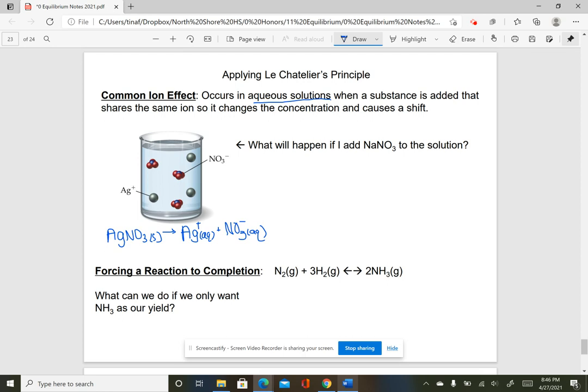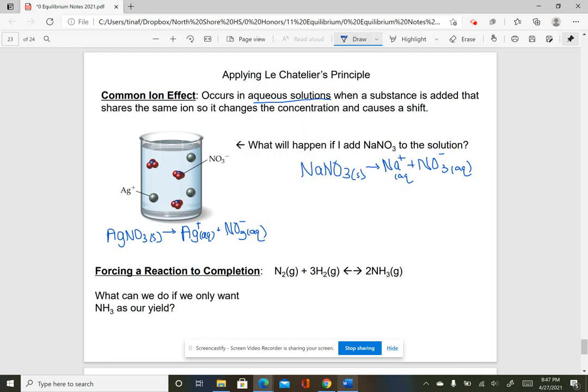Now, if this was a saturated solution, I'd have some undissolved AgNO3 at the bottom, and the rate of dissolving and the rate of crystallization would be equal to each other, right? So now it's asking, what will happen if I add any NO3 to this solution? Let's take a look at what happens to NaNO3 when I drop it into water. It breaks up into sodium ions and nitrate ions. So really what I'm doing is I'm taking the amount of NO3 ions.